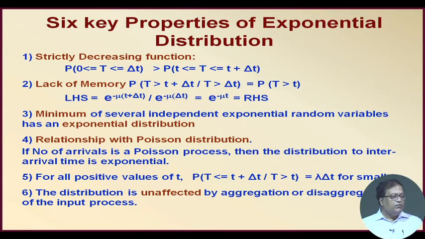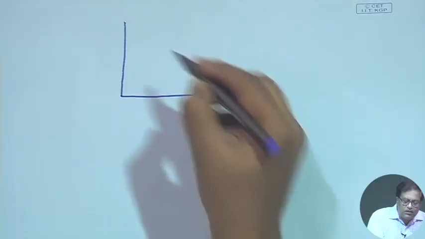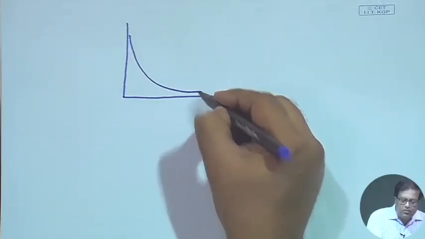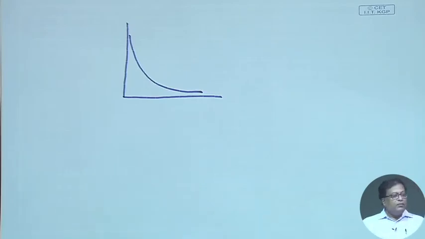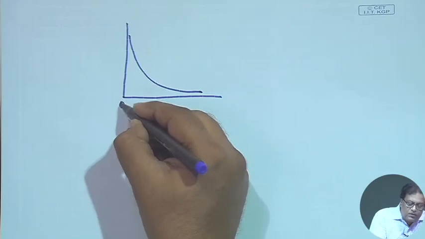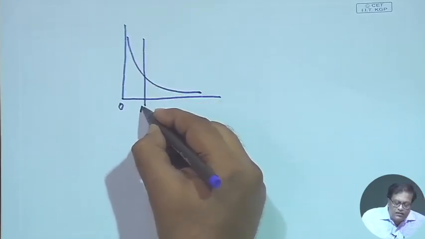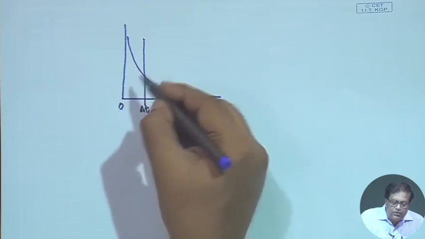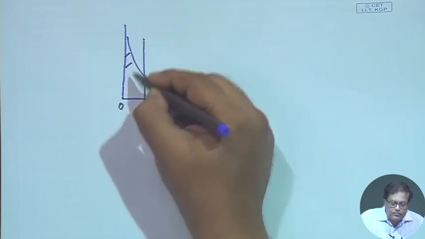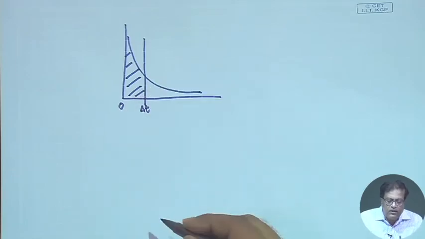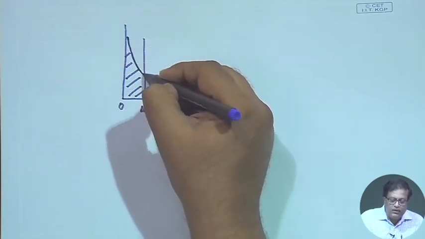So, first of all, the exponential distribution is a strictly decreasing function. Suppose there are two equal intervals. You see what is happening in an exponential distribution, this is the kind of plot that you get. Suppose this is 0 and this is delta t, and this side is time. Between these, in this area, this is the kind of probability distribution.